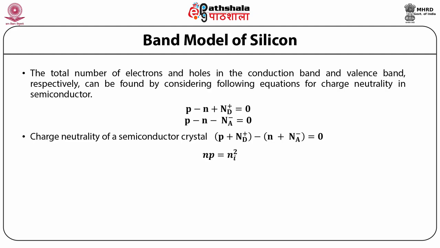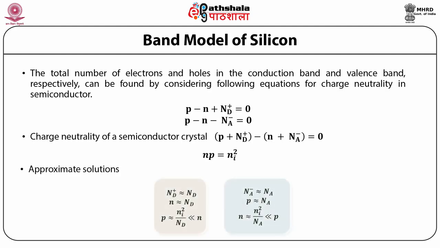Similarly, for the acceptor ions, we have N_A- approximately equal to N_A. Hence, p will be approximately equal to N_A. So, n will be approximately equal to n_i squared by N_A, that is very much less than p.